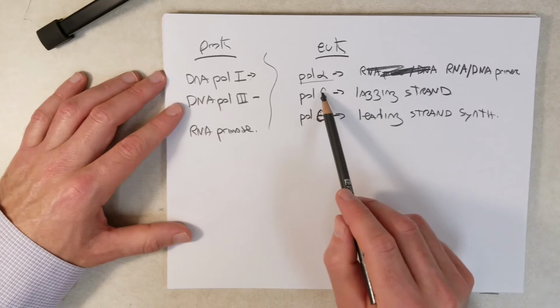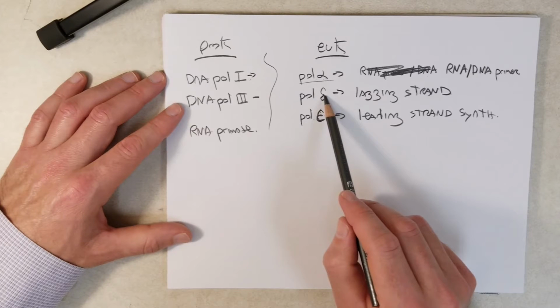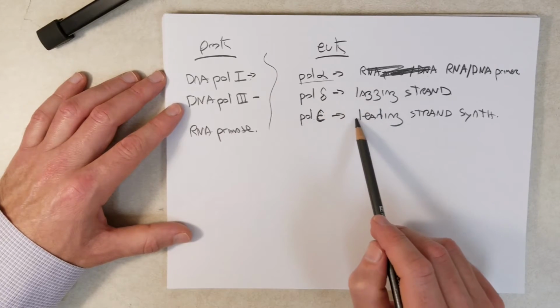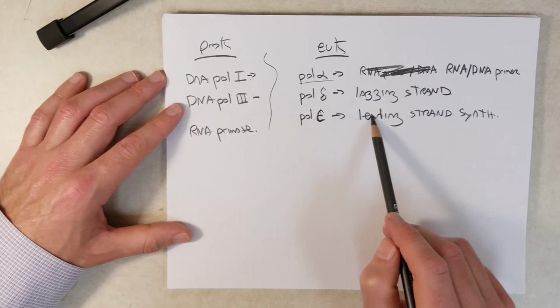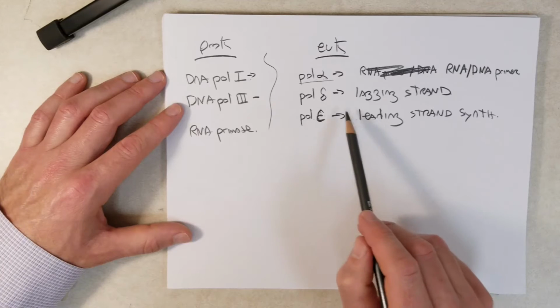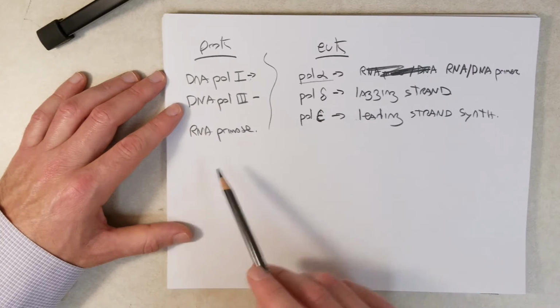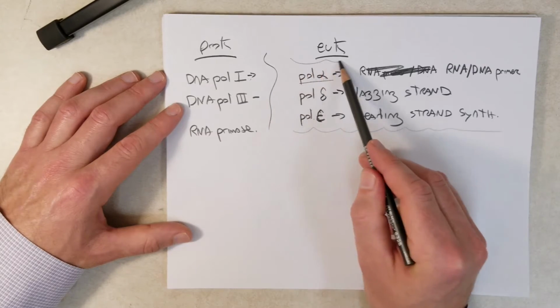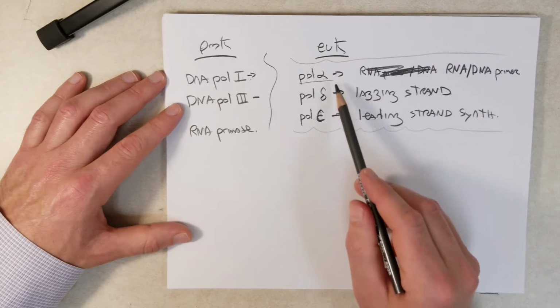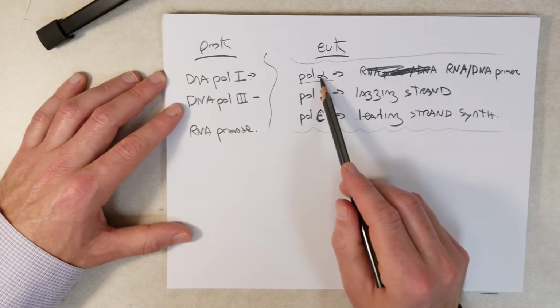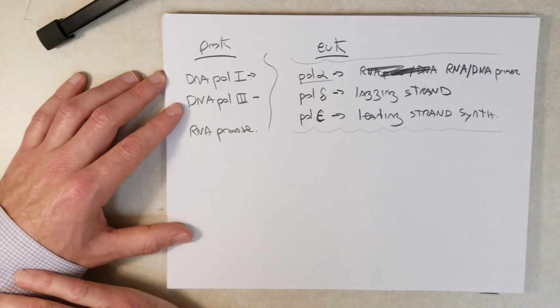Now there is a new model, and I'll just touch on that. This new model suggests that polymerase delta is in charge of both lagging strand synthesis and the early stages of leading strand synthesis, before polymerase delta hands leading strand synthesis off to polymerase epsilon. Now that's something very new. So what we're going to do is just focus on these as the major functions of the eukaryotic replicative polymerases.